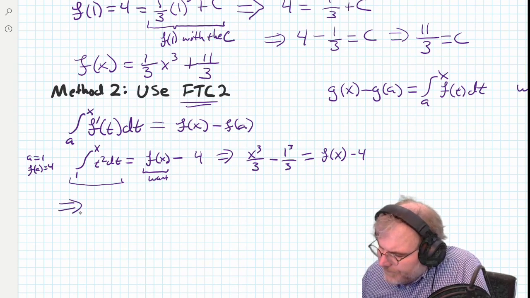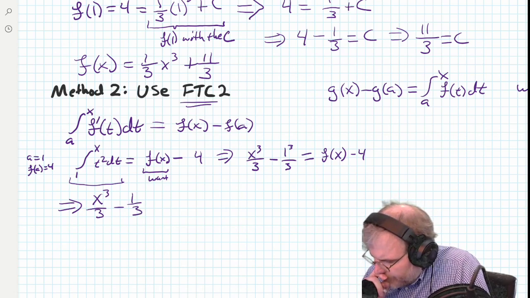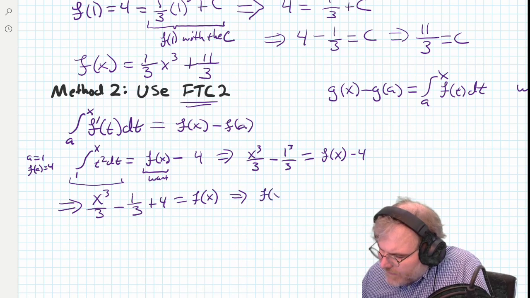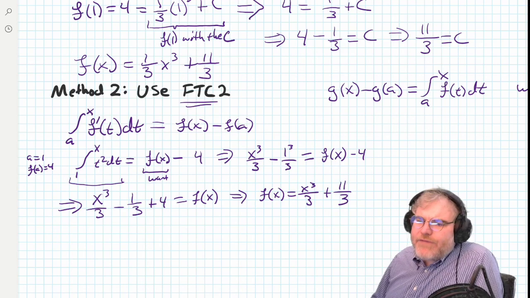That means here, what I wind up with is x cubed over 3 minus 1/3 plus 4. I add 4 to both sides, equals f of x. And that gives me that f of x equals x cubed over 3 plus 11 over 3. Oops, sorry, not 11 over 12, 11 over 3. How do we feel about that 1 to 5?